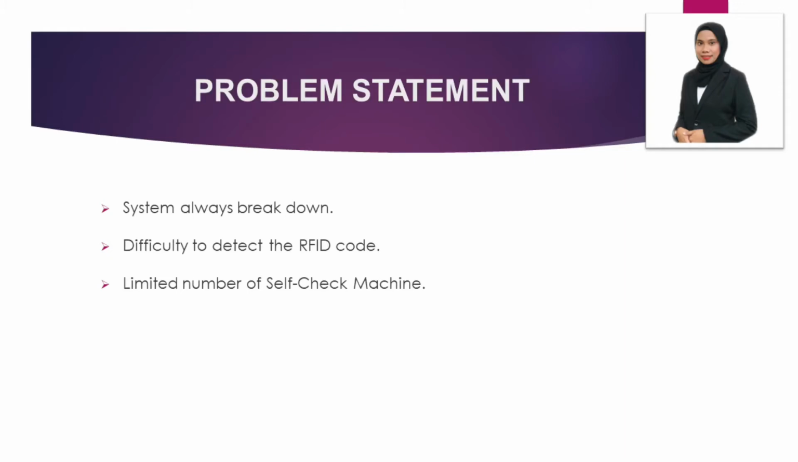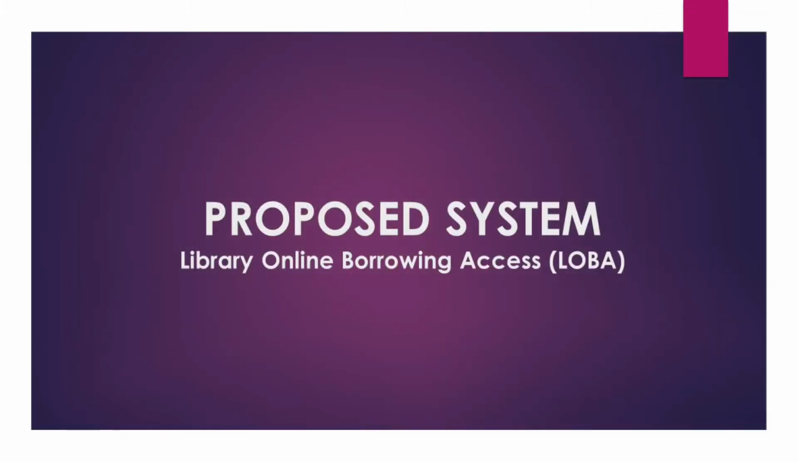After detecting the problems, our group came up with the idea to help Ptar by providing a mobile application to help the user to borrow the book more easily. Ptar can create the mobile application to help the user to find the books, update the books, or help the students and the staff to borrow the book more easily. So now, let me move to the proposed system, which is Library Online Borrowing Access, also known as the LOBA application.